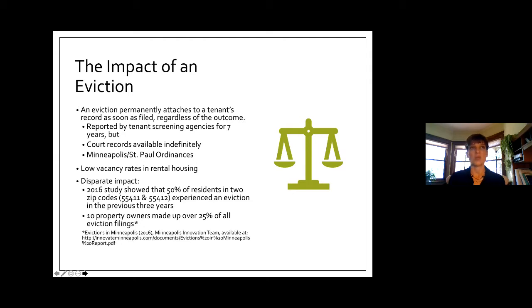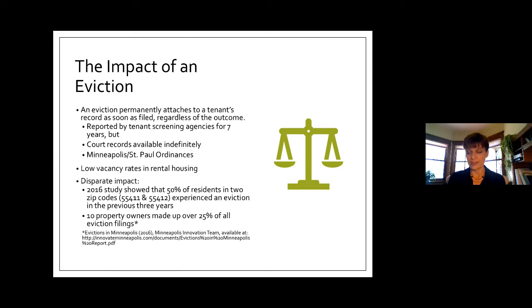And those vacancy rates are particularly low when it comes to affordable and low income housing. While the vacancy rates have improved somewhat for higher income brackets, for apartments that are being rented at 30% of the area median income, the effective vacancy rate is still 0. So having something like an eviction on your record makes it even more difficult to find housing in an already extremely difficult market. One other thing I want people to know is just about the disparate impact of evictions.